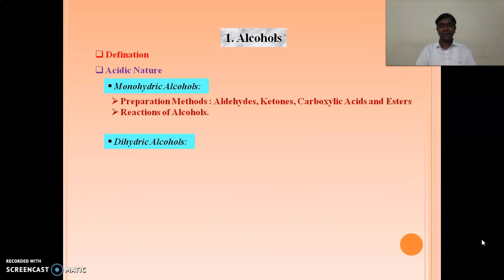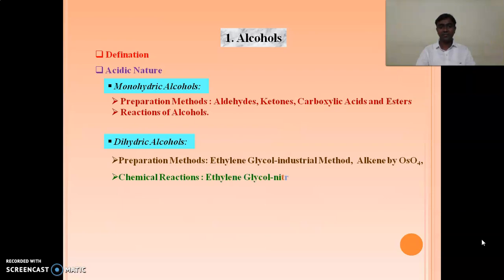Again, in this chapter the next point is dihydric alcohols. In this, we have to study how dihydric alcohols are prepared from ethylene glycol, a very well-known industrial method, and the oxidation of alkenes by OsO4. That is, dihydric alcohols are prepared by the oxidation of alkenes using osmium tetroxide. In the next point, we will discuss the chemical reactions of ethylene glycol: nitration, acylation, oxidation by using lead tetraacetate and the very well-known pinacol to pinacolone rearrangement.